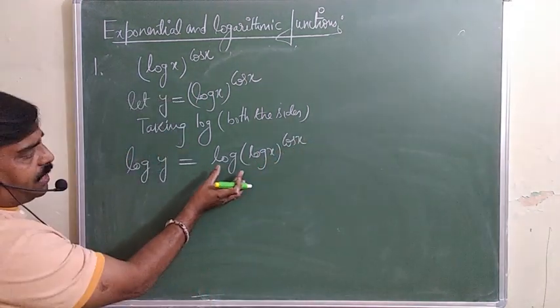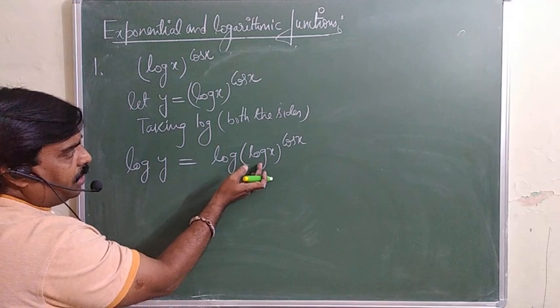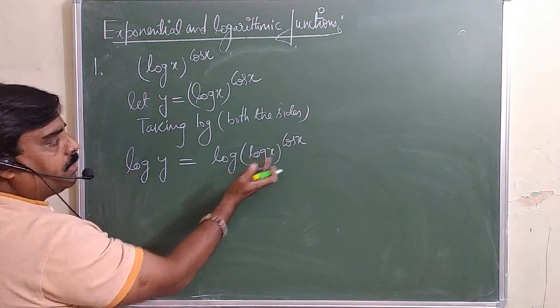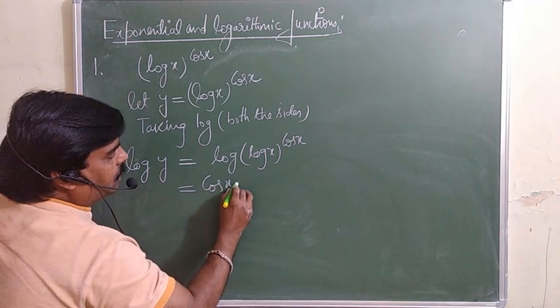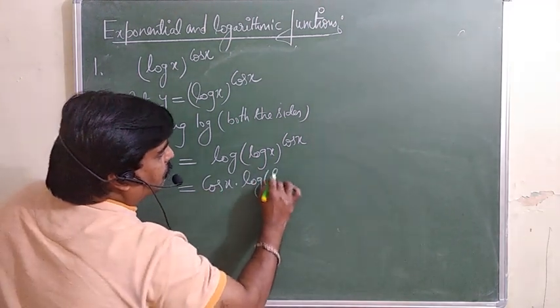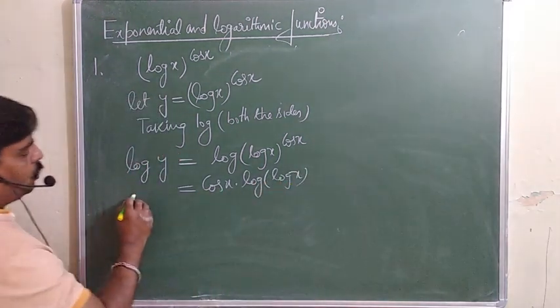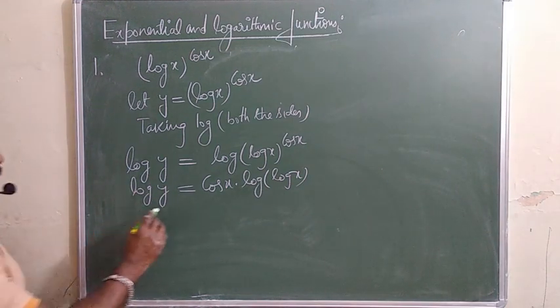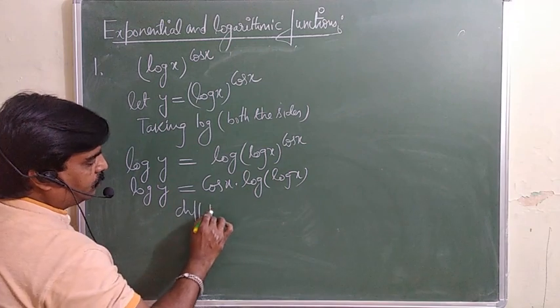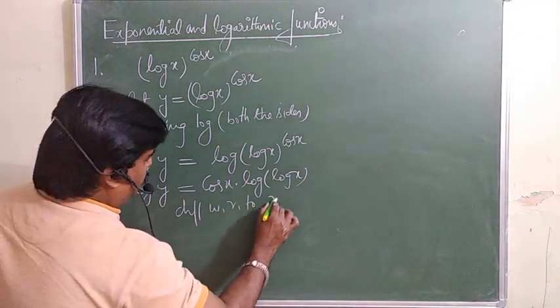So it is just like log m raised to power n. How will that be written? That can be written as n log m. So this is equal to cos x into log(log x), and this is equal to log y. Now you can find the derivative. You can differentiate with respect to x.